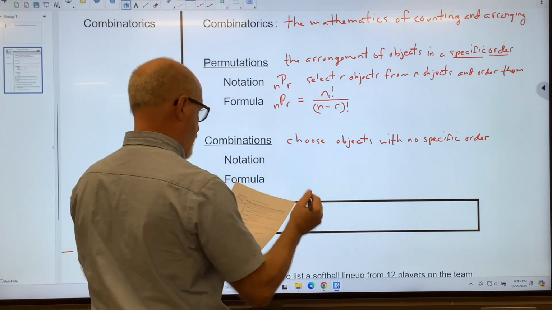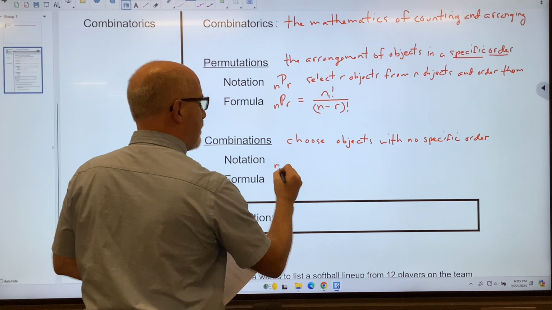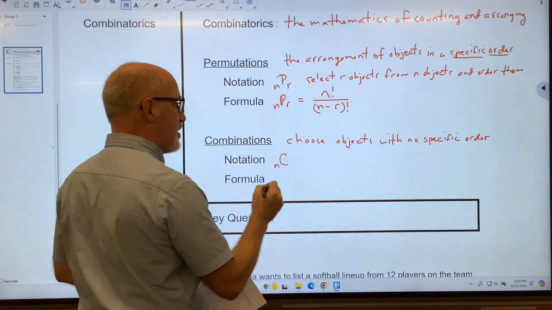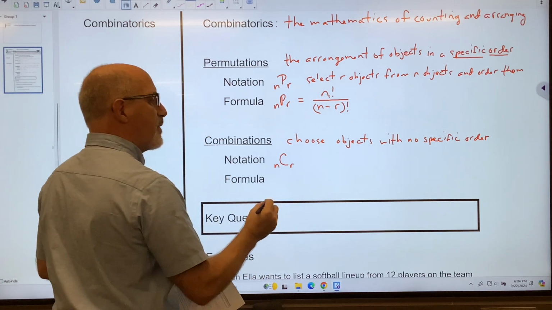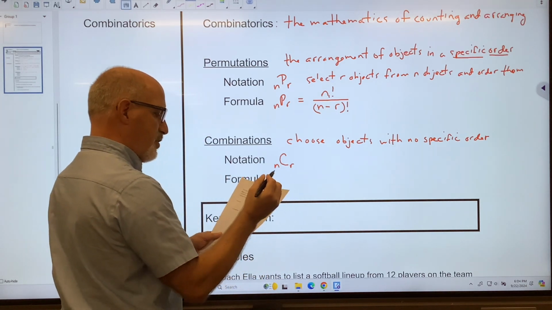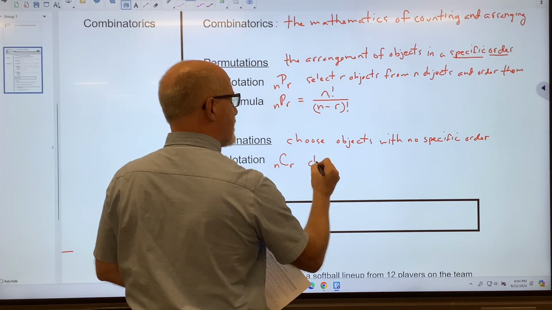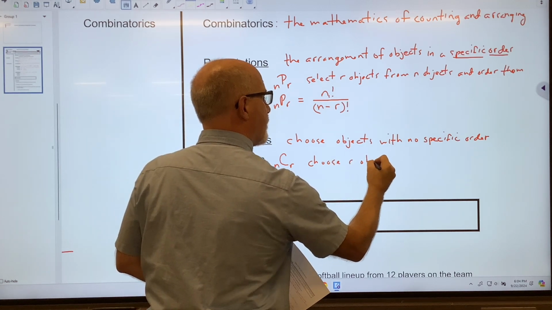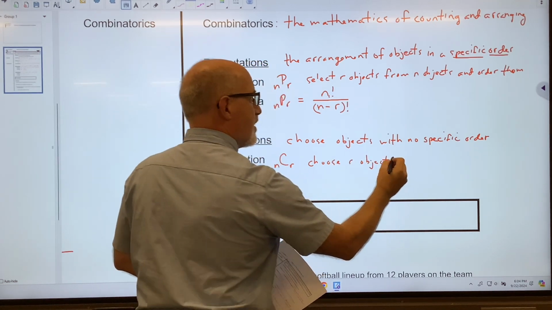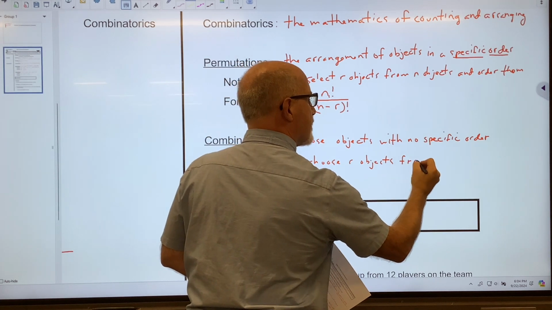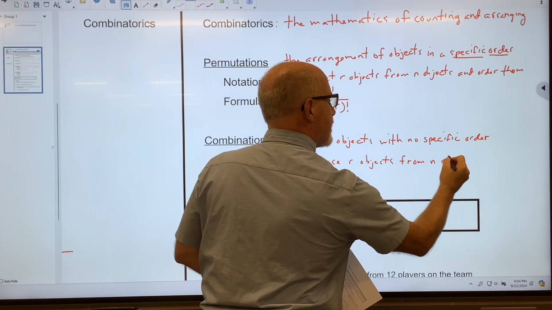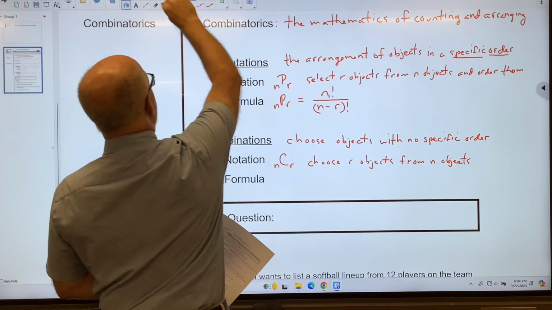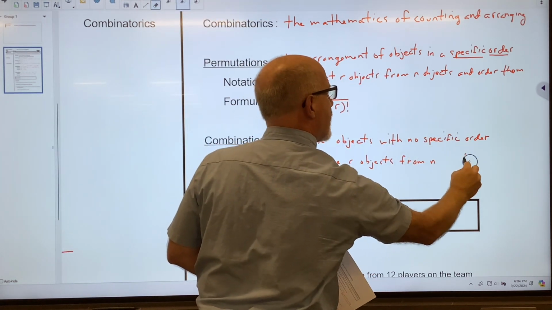So the notation we use for this would be that same subscript n. We'd use a C for combination, and then the r. For this notation, this means choose r objects from n objects.